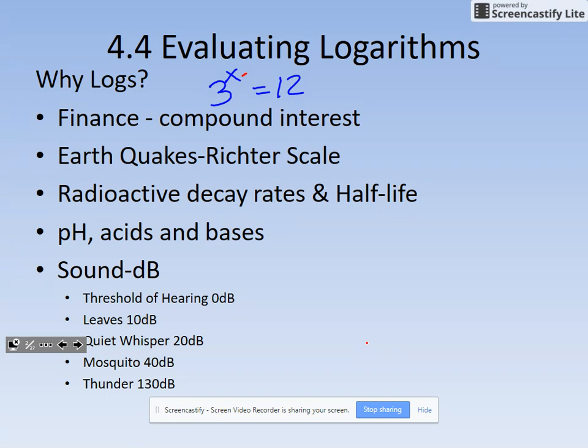Now, where do you use logs at? Well, really all over the place. Finances, anytime we have compound interest. The Richter scale uses logarithms. If you get into needing to measure radioactive decay and half-lives, pH in chemistry, decibels when you talk about sound. So we use logarithms all the time, really.